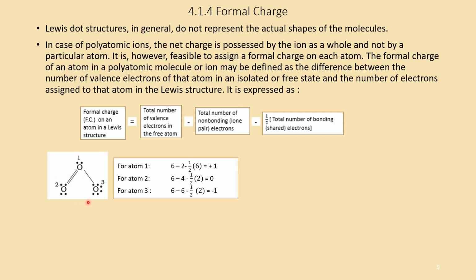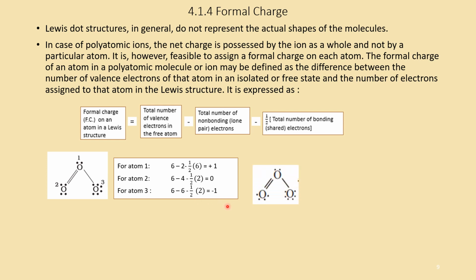Similarly, for atom number 2, the formal charge is the total valence electrons in the free atom, 6, minus the number of lone pair electrons in atom number 2, which is 4, minus half of the number of bonding, that is shared, electrons, half of 2. That is equal to 0, simplifying. Similarly, finally, for atom number 3, the total number of valence electrons is 6, minus the lone pair electrons 6, minus half of the shared electrons, half of 2, that becomes minus 1.